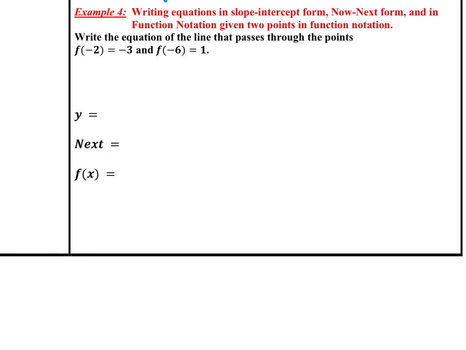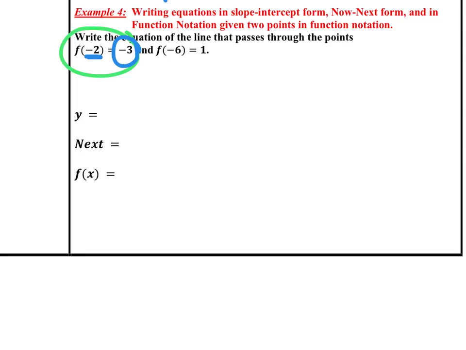Example 4. This is where I see a lot of students struggle. I'm giving you 2 things in function notation. You need to find the equation of the line through those points. Remember, function notation is just a fancy way of telling you your x and your y. For this first one, f of negative 2 equals negative 3, what we're saying is that when I input a negative 2, I get out a negative 3.